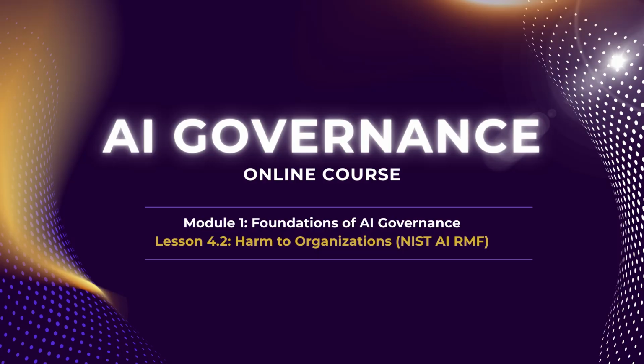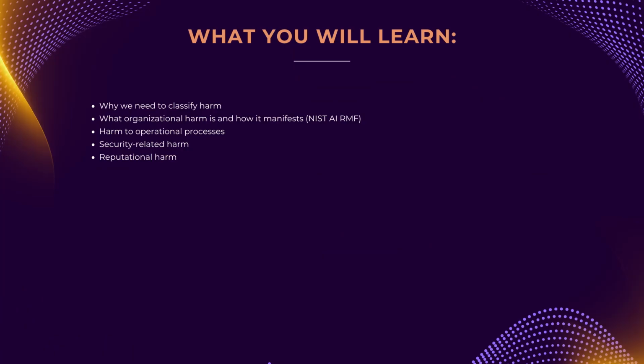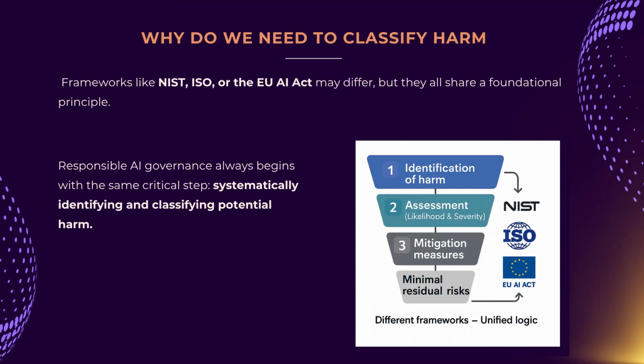We're talking about organizations. Because that's where the risks take on a financial and reputational scale. We will systematically analyze this threat, classifying it into three key areas: operational, reputational, and security, based on the authoritative NIST AI risk management framework. So let's begin. As we work on harm classification in this course, we rely on the internationally recognized taxonomy of the NIST AI risk management framework.